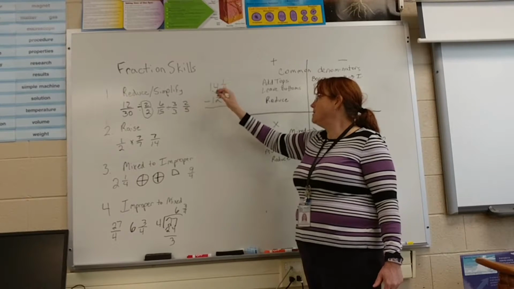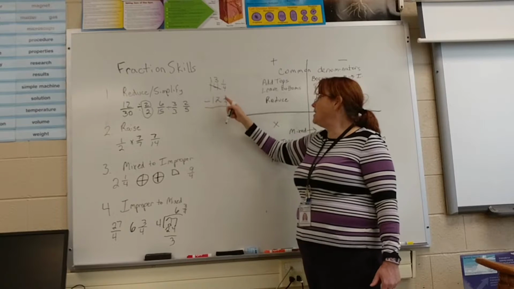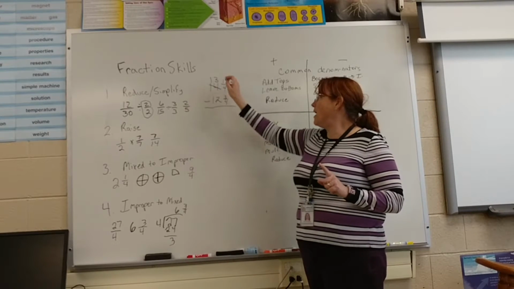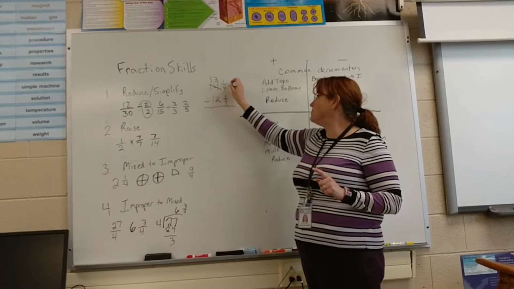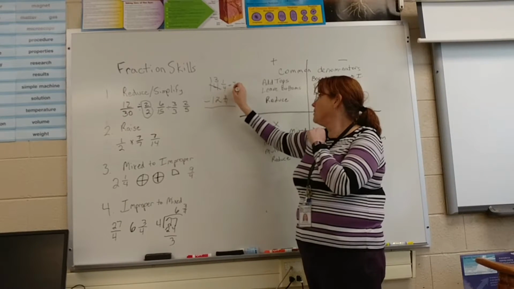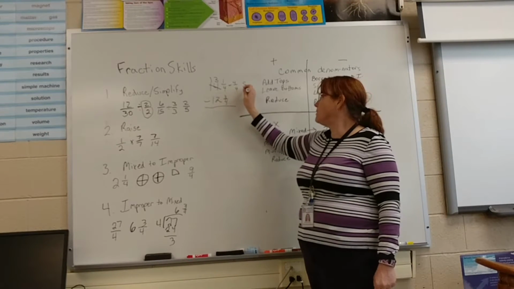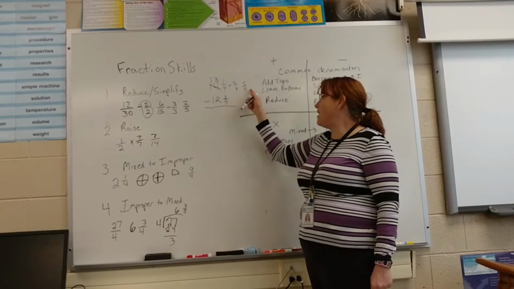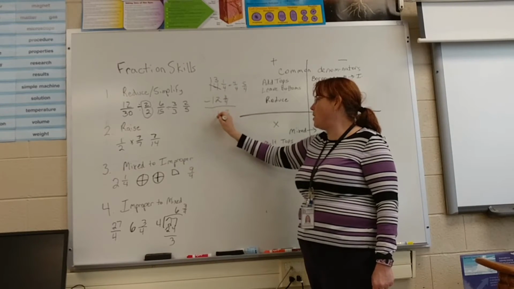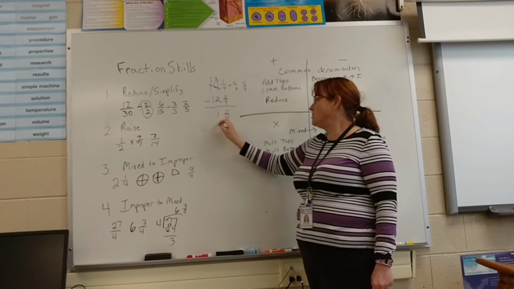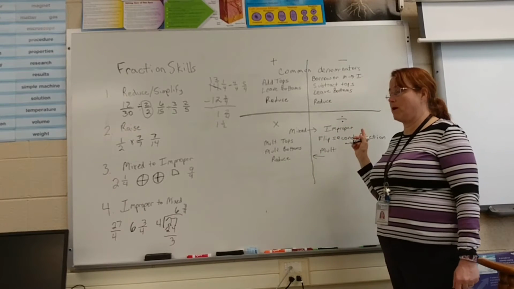You cannot take 3 from 1. So we're going to borrow from 14, making this a 13. And we're borrowing a whole. We're not borrowing an 11. That's not what we're doing. We're borrowing a whole, which is 4 fourths. So 1/4 plus 4 fourths is 5 fourths. Now I can subtract. 5 fourths take away 3 fourths is 2 fourths. 13 take away 12 is 1. This can now be reduced to 1 1/2. So that's an example of subtraction with borrowing.